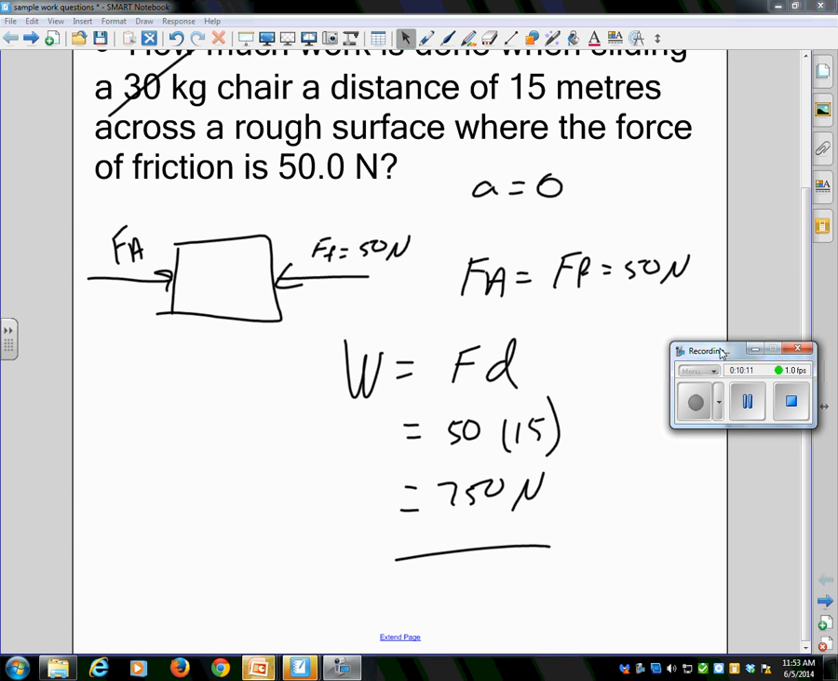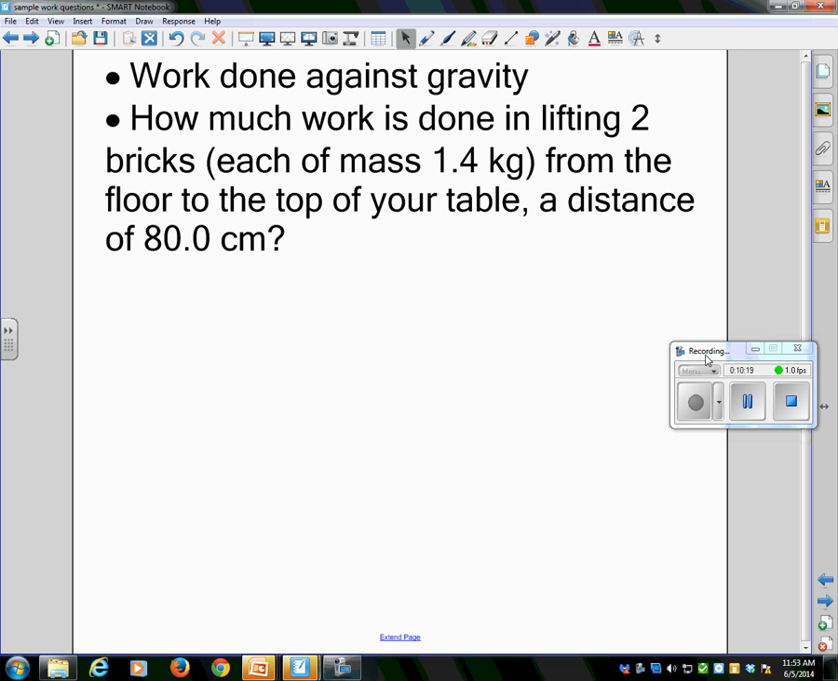Yeah, 10 times 50 is 500, and 5 times 50 is 250. You could do it that way too. All good. Two steps, bigger numbers. So what about work done against gravity?